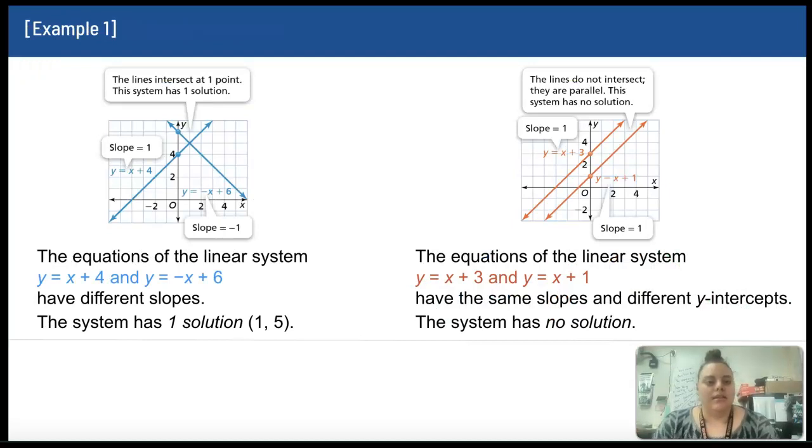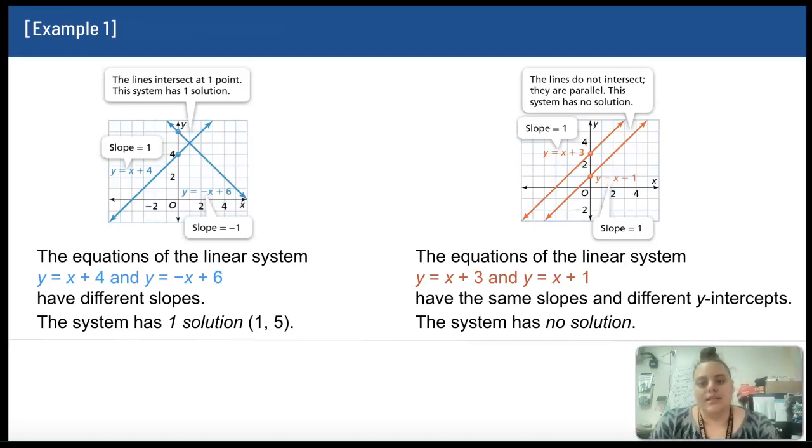We see that the slope of one of the lines is +1 and the slope of the other one is -1. So we can inspect their equations by noticing that they have different slopes. Because they have different slopes, this has one solution. And in this case, that solution is the point at 1, 5.